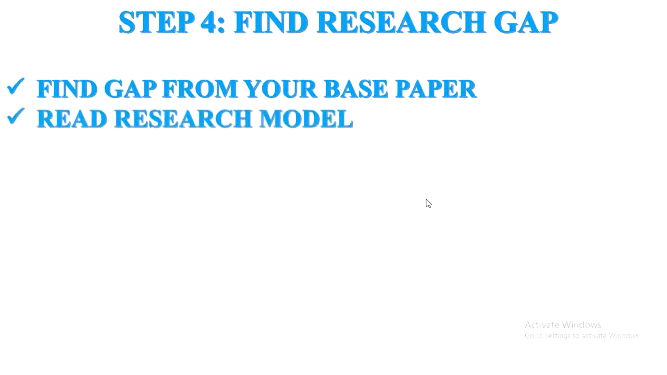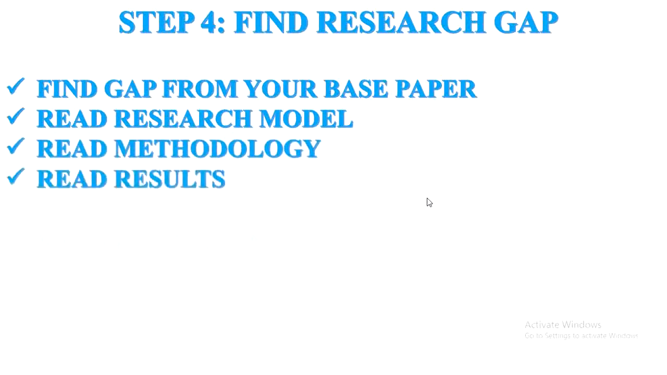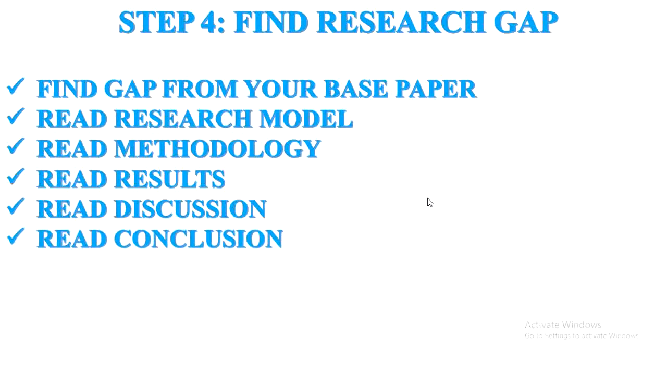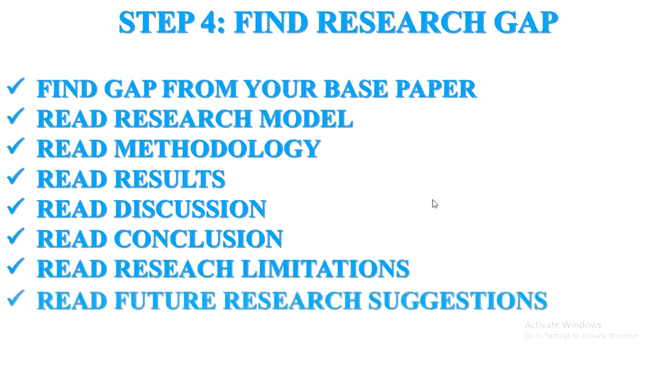Next point is to read the research model, very simple. Then read the research methodology, read the results of that particular article, and read the discussion, what that particular research paper has discussed. Then read the conclusion, what the study has concluded, so you can continue the study further from there, where that article or author has finished his research. Next, read the research limitations, as I told you, and read the future research suggestions.